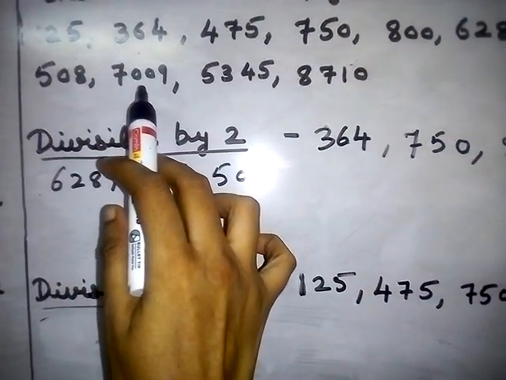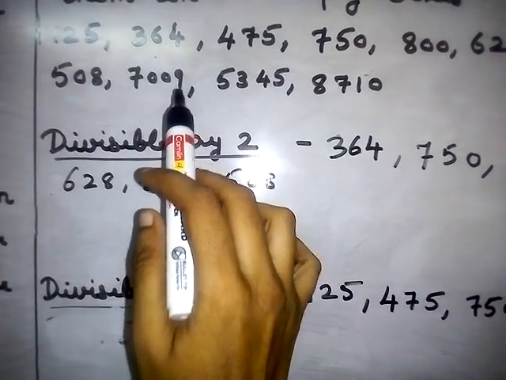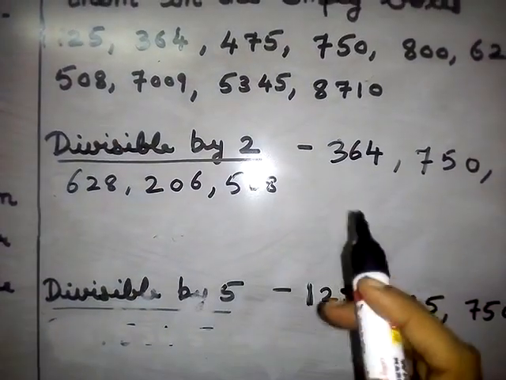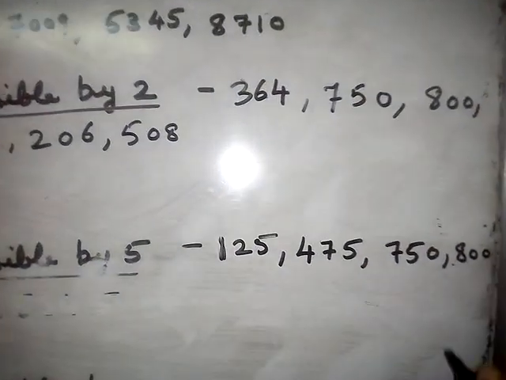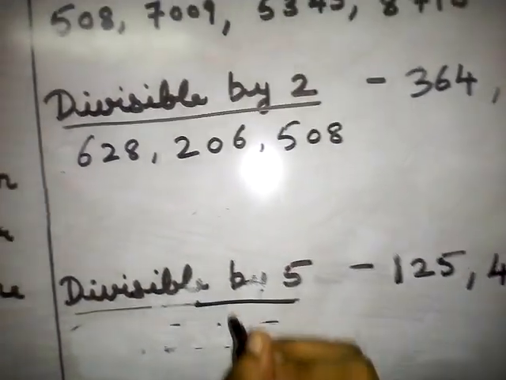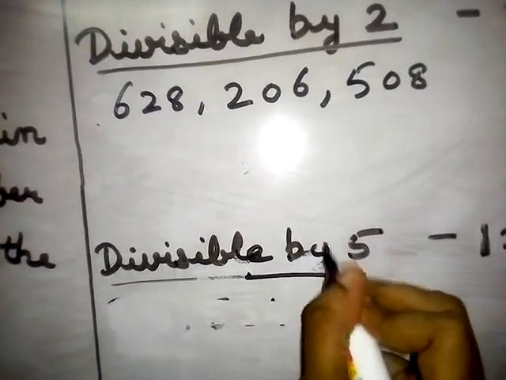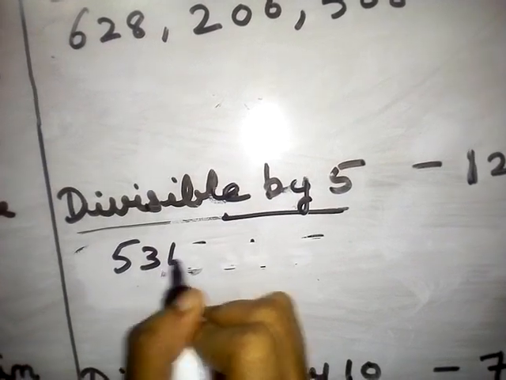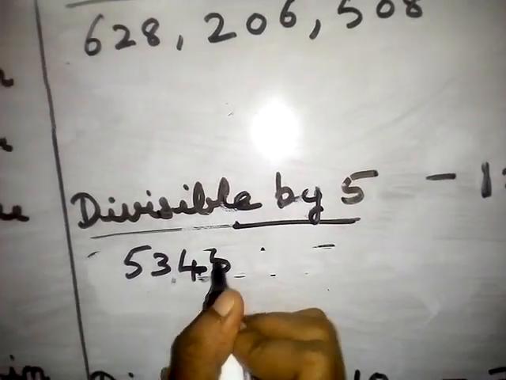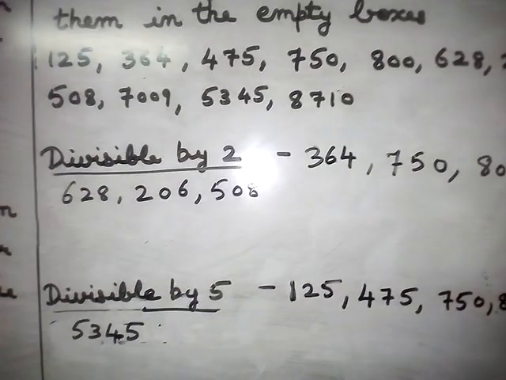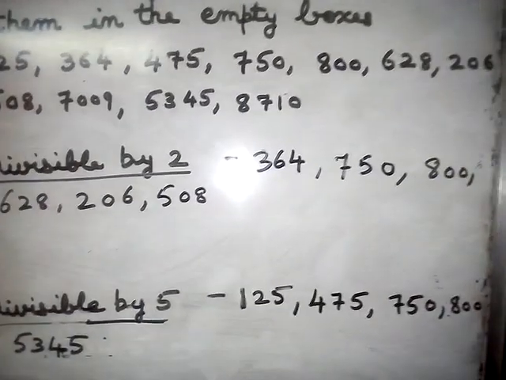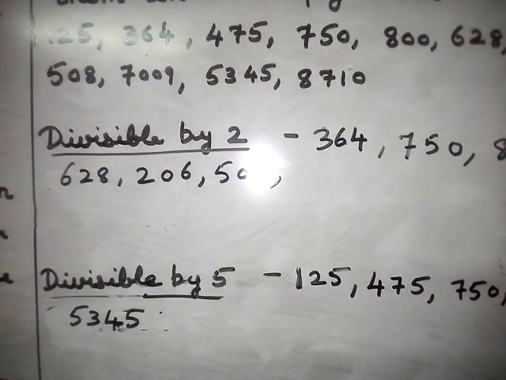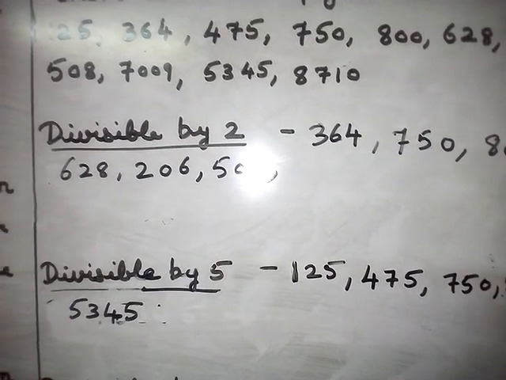The other number given here is 7009. Unit place 9 is there, so it is not divisible by 2, 5 or 10. Keep this number as it is. Now the last number is 8710. So 8710 is divisible by 2, 5 or 10.